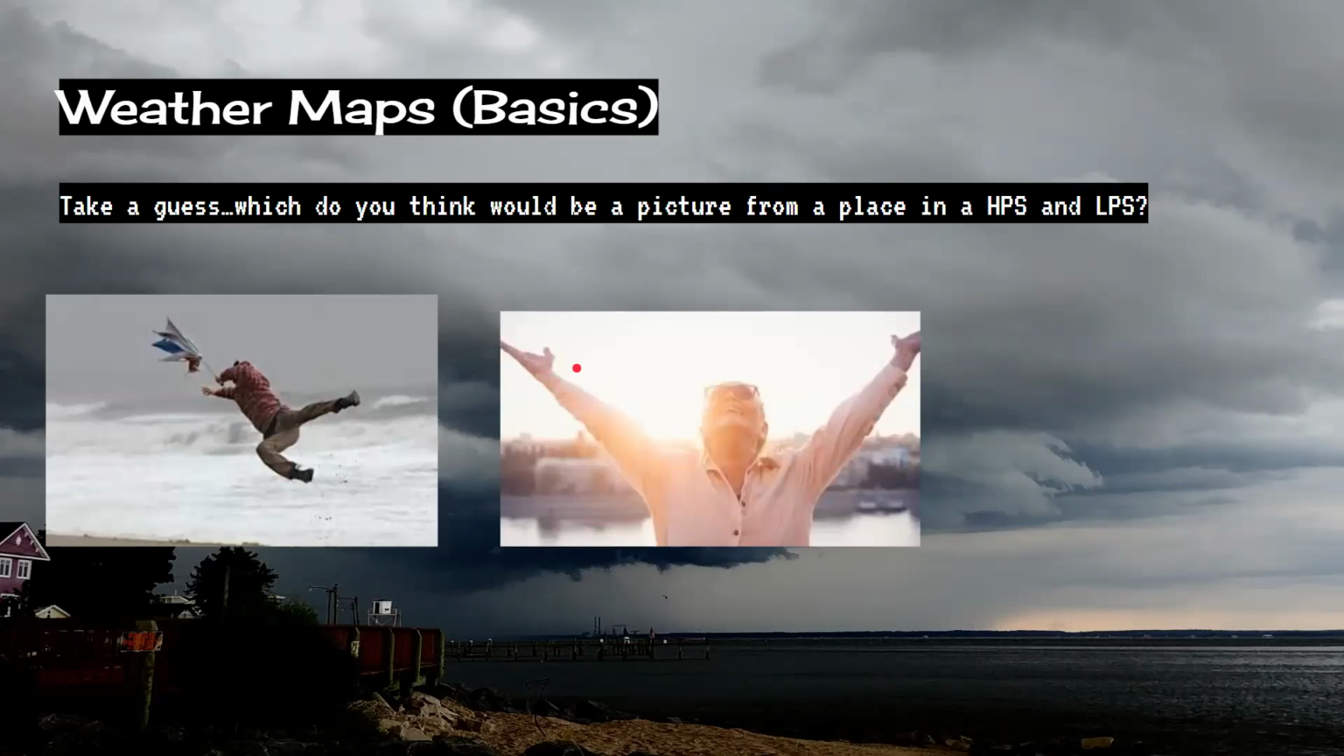All right, we're going to look at weather maps now, but first, let's take a guess. Which of the following would you think would be a picture of a place in a high pressure system and a low pressure system? Well, actually, we haven't talked about it too much, but just take a guess. The picture on the left is not actually very good technically because you might not really be able to see that there's precipitation in that picture, but pretend like there is. Let's just say this is a hurricane.